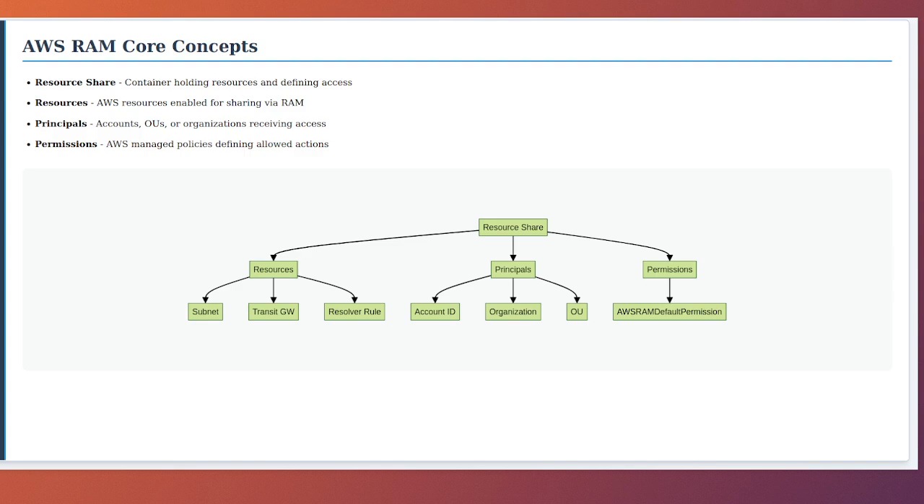Fourth is permissions. RAM uses AWS managed permissions to define what actions principals can perform on shared resources. These are predefined permission sets that you attach to resource shares. You cannot create custom permissions, but AWS provides appropriate permissions for each resource type. The diagram on the slide shows these concepts and their relationships. The resource share sits at the center, connecting resources on one side with principals on the other, while permissions define what those principals can do with the shared resources.